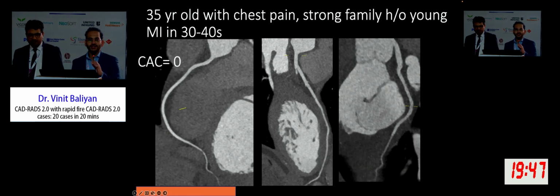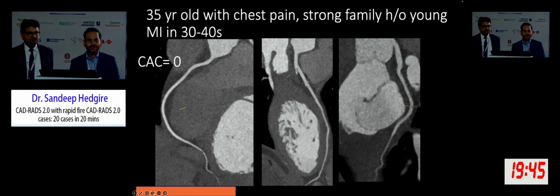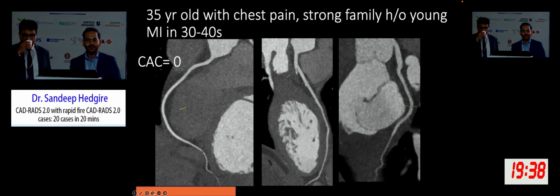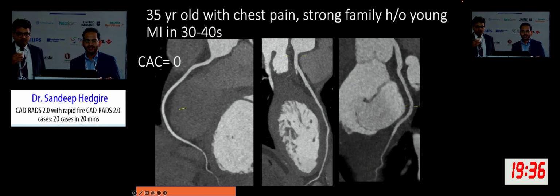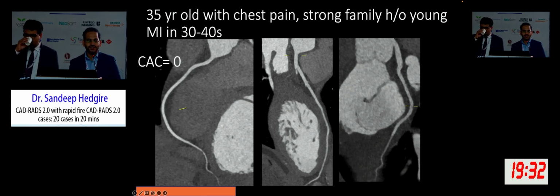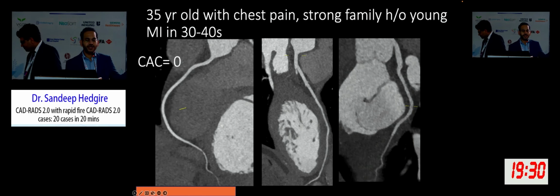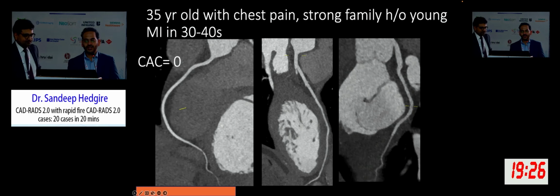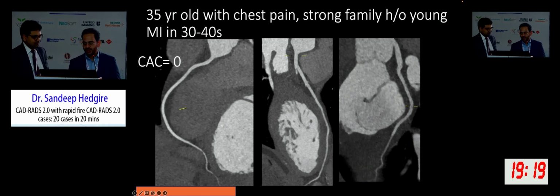Alright, so yeah, first case. Let's set the adrenaline a little bit higher, now that everybody has had their tea and coffee. So let's take the first case, a 35-year-old with chest pain, strong family history of young MI in the 30s and 40s. We have a calcium score of 0. These are curved planar reformatted images of the RCA, the LAD in the middle, and the circ on your right. And you can see that there is no plaque and there is no stenosis.